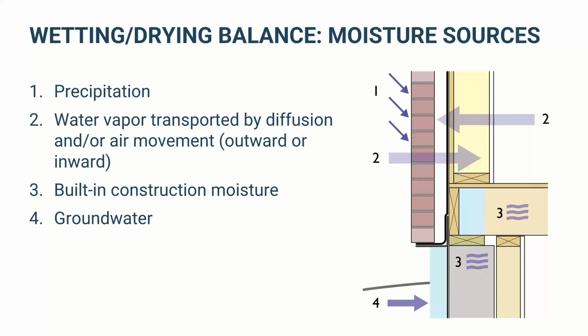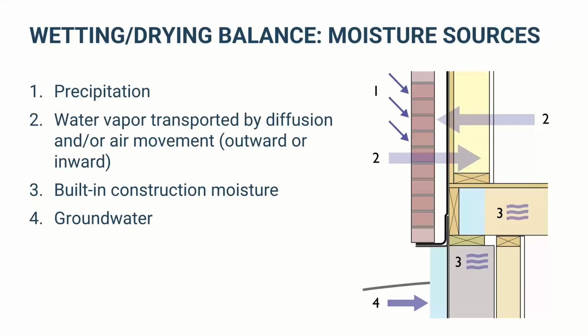And then number 3 is actually built-in construction moisture. I'm very familiar with this, working in the Northwest. It rains a lot when buildings are being built. You've got especially absorptive materials like wood that are going to suck up a lot of moisture, and it needs to be able to go somewhere once the building's built.